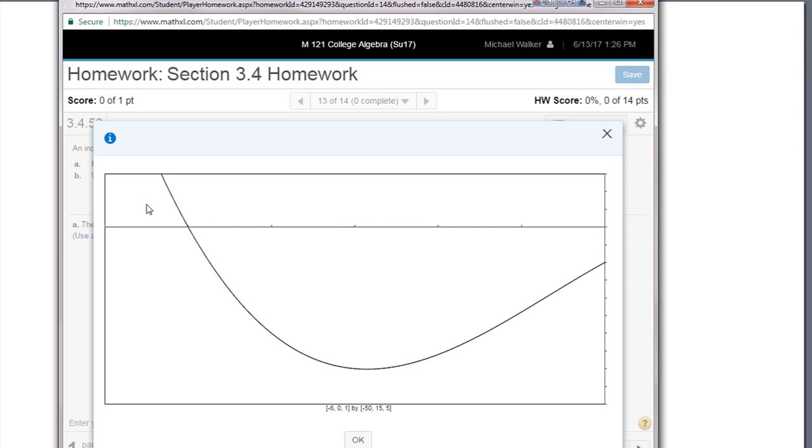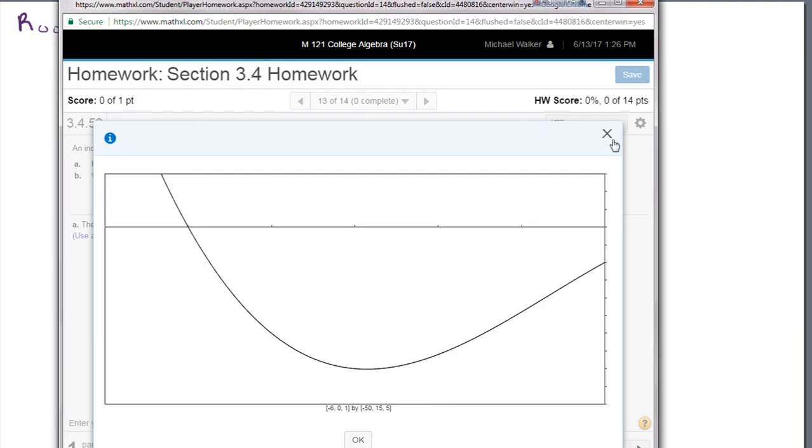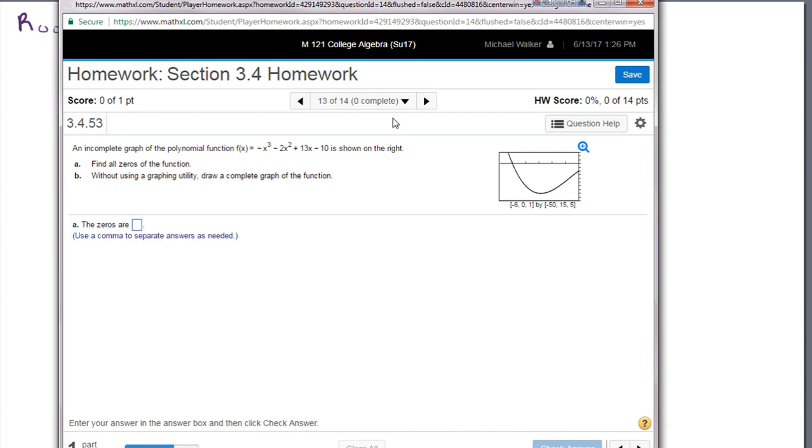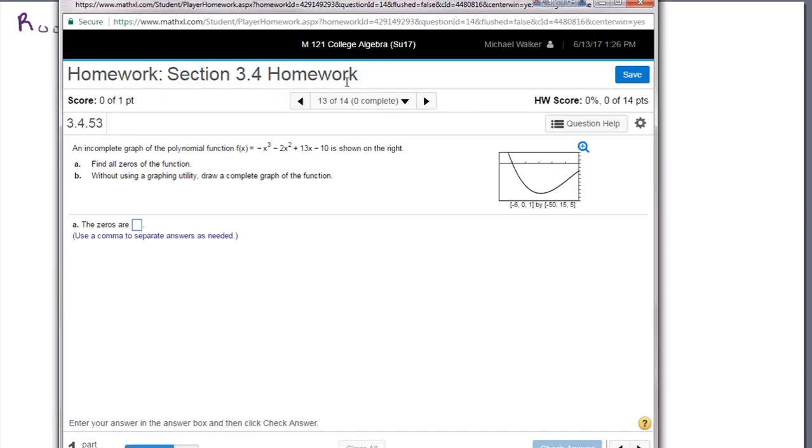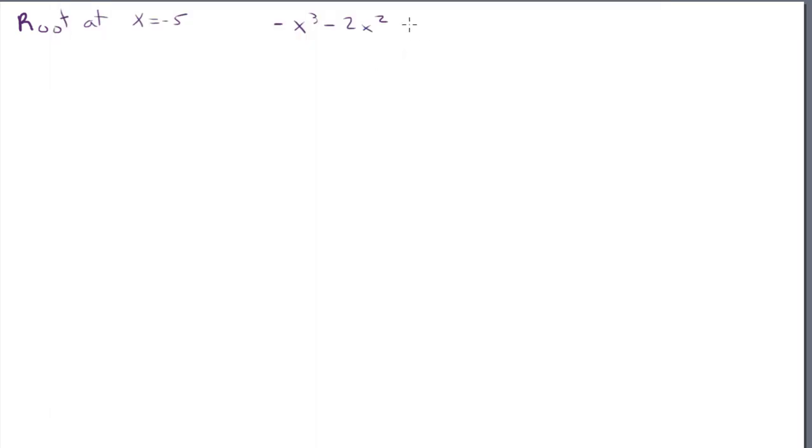It means that this has a root when x is equal to -5. So I'm going to go over here and say root at x equals -5, and our polynomial is again negative x cubed minus 2x squared plus 13x minus 10.